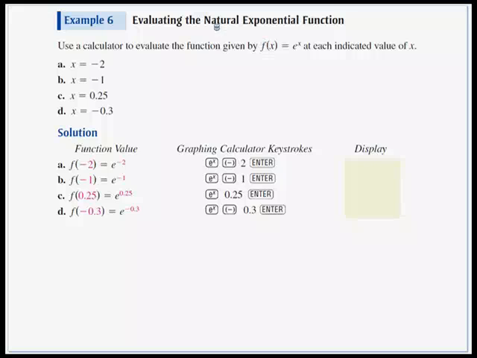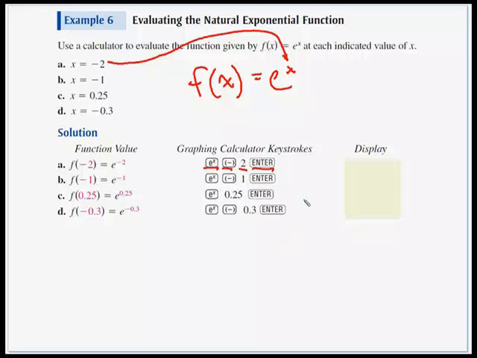On example 6, we're going to work with the calculators and the natural exponential function. So we're going to use a calculator to evaluate the function f of x equals e to the x for these indicated values. First, x is negative 2. We plug negative 2 into the function e to the x. So we're going to punch into our calculator e to the x and then negative 2 enter. And our display should read 0.1353353.